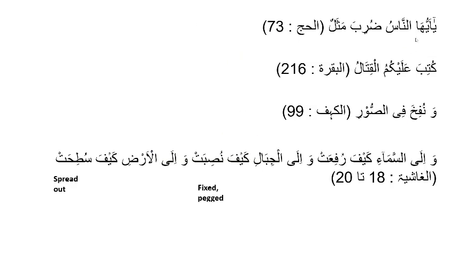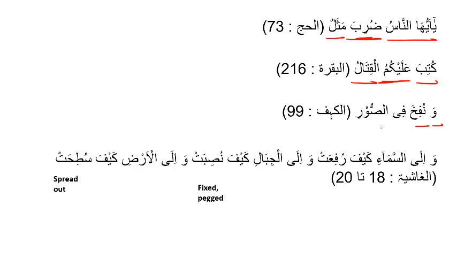Now some examples from the Quran. Ya ayyuhan nas, O humanity, duriba mathalun. So an example is presented to you. Who is presenting the example? That's not given because this is passive tense. Kutiba alaykumul qitalu. So kutiba means prescribed onto you or mandated onto you. So alaykum onto you. Al qitalu is war or fighting.